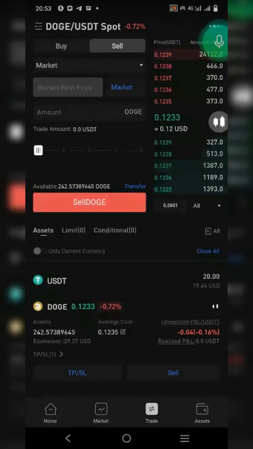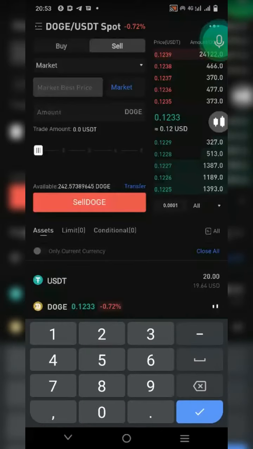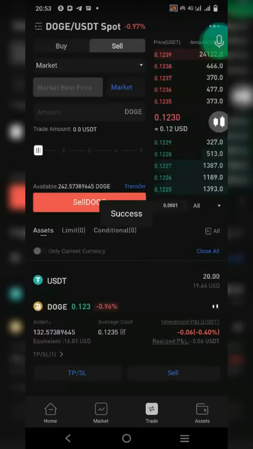So, selling. I can decide to sell limit or on market price, but let's use market price. If I'm selling off immediately, I want to sell 100 Doge. Let's say 110 Doge. I'm going to have 13 USDT. I think that should trigger now. Yeah, that was a success, and I've been able to sell.